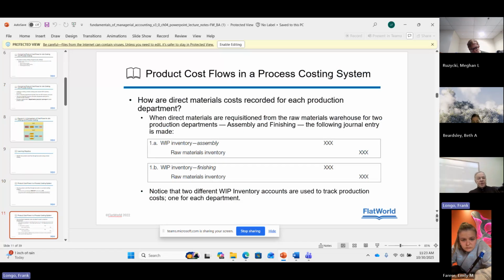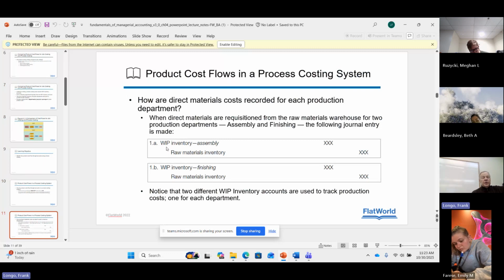The journal entries, which you see on the screen, are the same that we've been talking about: debit work in process inventory, credit raw materials. What I wish the slide showed was the initial purchase of raw materials. To take raw materials out of raw materials inventory, it first needed to go in. So the first entry should be debit raw materials, credit accounts payable. But then these are the entries where we take raw materials and put them to the various departments.